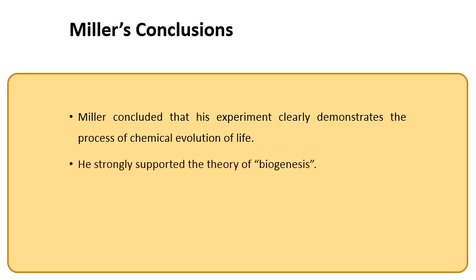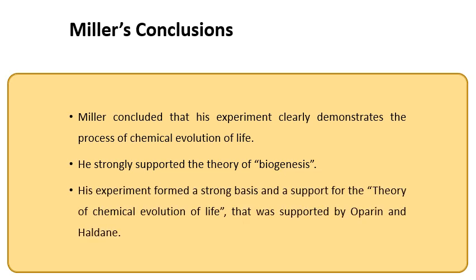So finally, Miller strongly supported the theory of biogenesis, which was also supported by A.I. Oparin and Haldane. This theory of chemical evolution was put forward by Oparin and Haldane, and regarding this theory, an experimental proof was carried out by Stanley Miller. These are the conclusions regarding Miller's experiment.